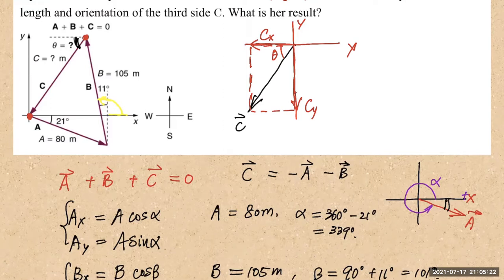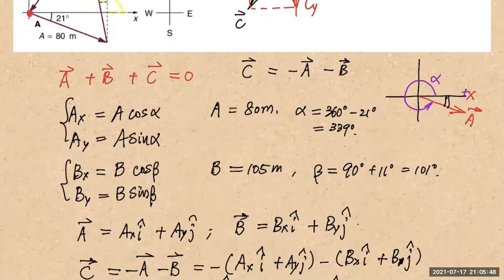And you can see here, I didn't have to draw precisely. The drawing they gave us is actually pretty precise to scale, but we don't have to draw it precisely. We just have to know the numerical values: 80 meters, 21 degrees, 105 meters, 11 degrees. Even if you didn't draw that very well, you can still find CX and CY accurately. You can find the magnitude and the orientation of the vector C accurately, given these numbers. So this is a real life example of how to add vectors up.